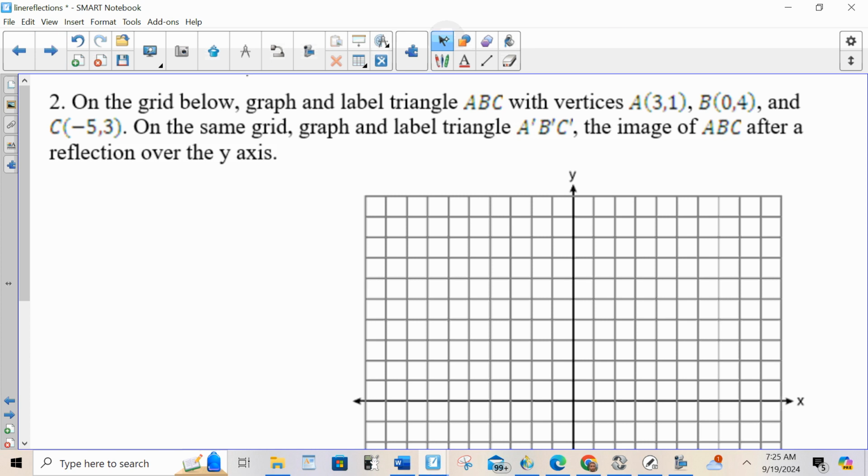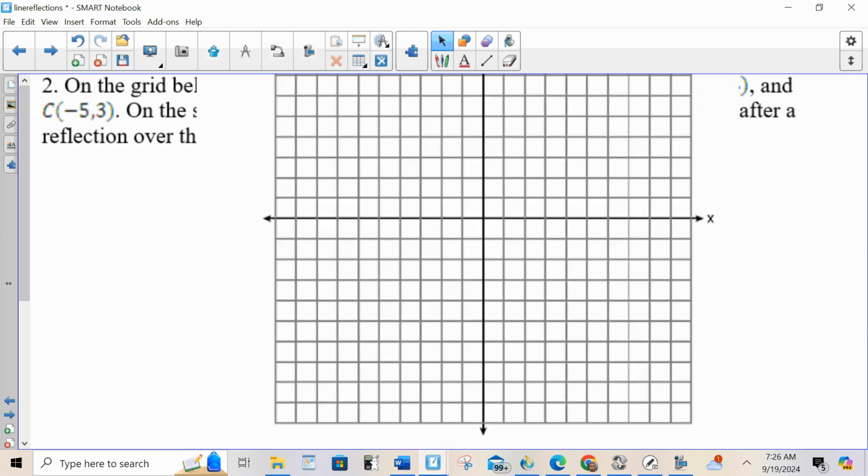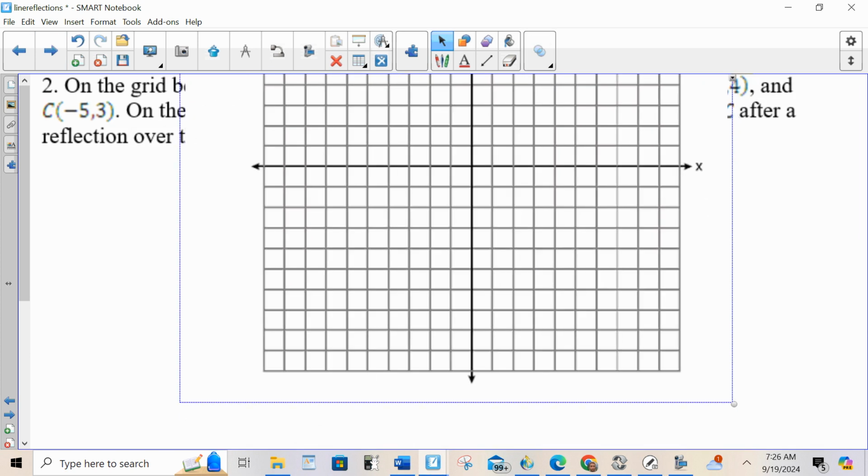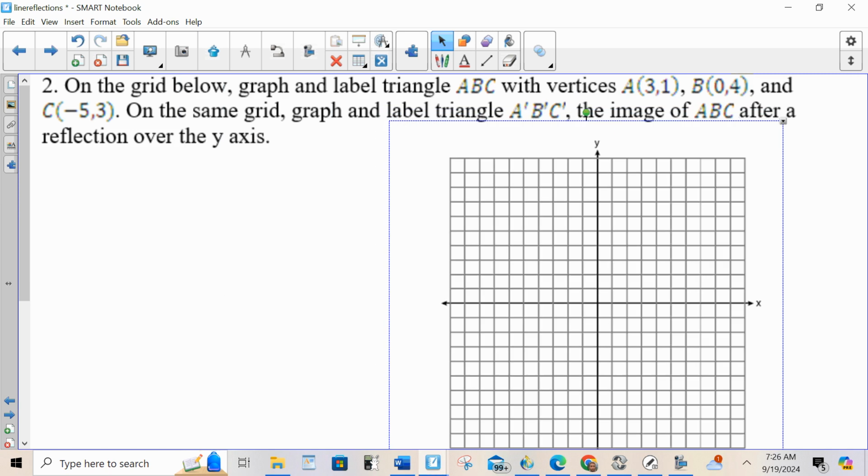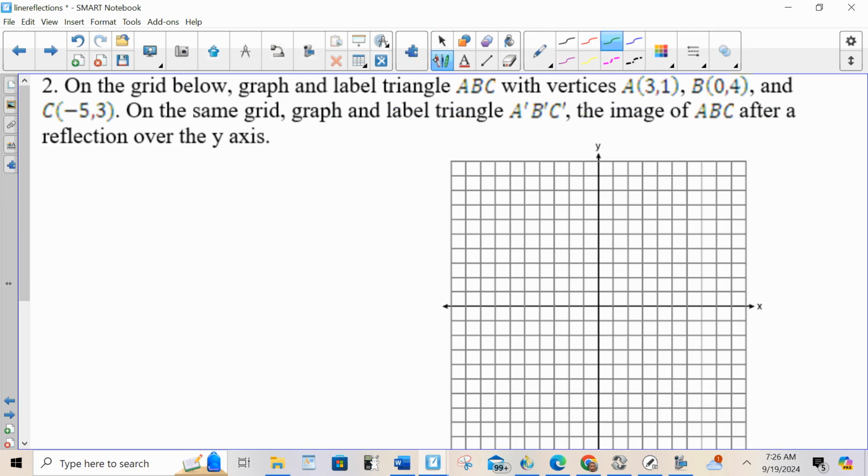The y-axis is going to be the same thing, but now I'm going to count to the y-axis. So I've got A is (3, 1), B is (0, 4), and C is (-5, 3). And I want to reflect this over the y-axis because it tells me to reflect it over the y-axis.